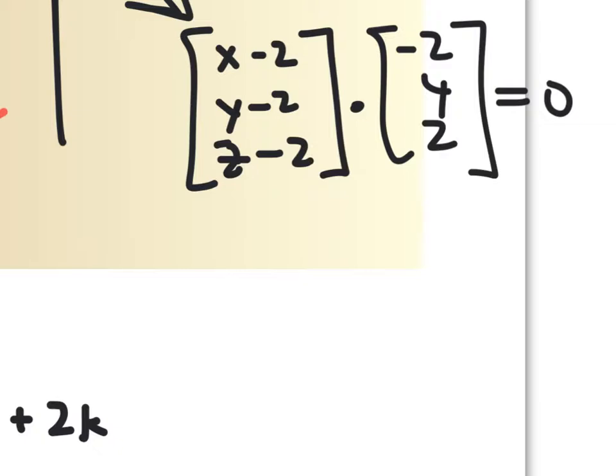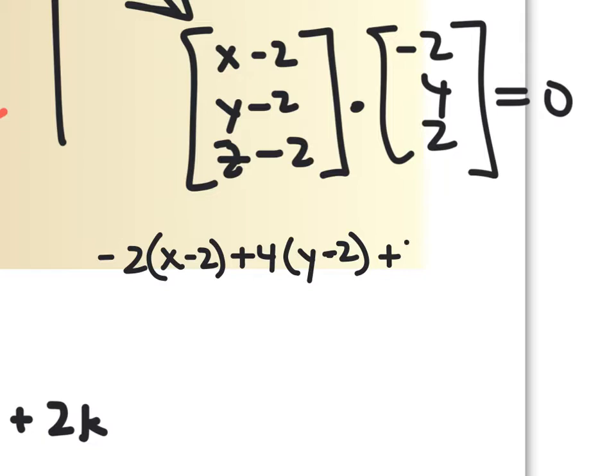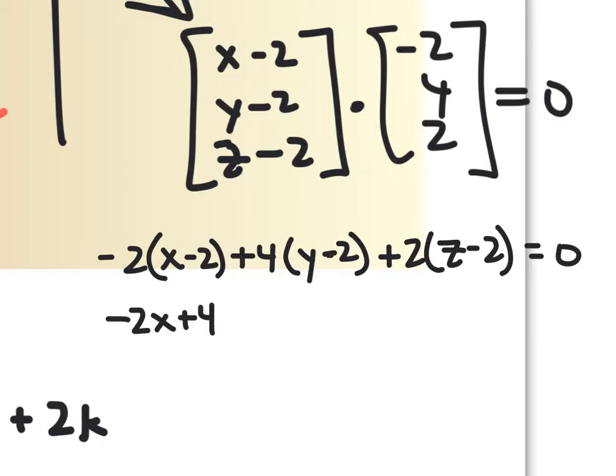Okay, so let's do a little dot product here. That would be negative 2 times x minus 2 plus 4 times y minus 2. I think you see where this is going, plus 2 times z minus 2. That's going to be equal to 0. So I'm going to distribute. I get negative 2x plus 4 plus 4y minus 8 plus 2z minus 4 is equal to 0.